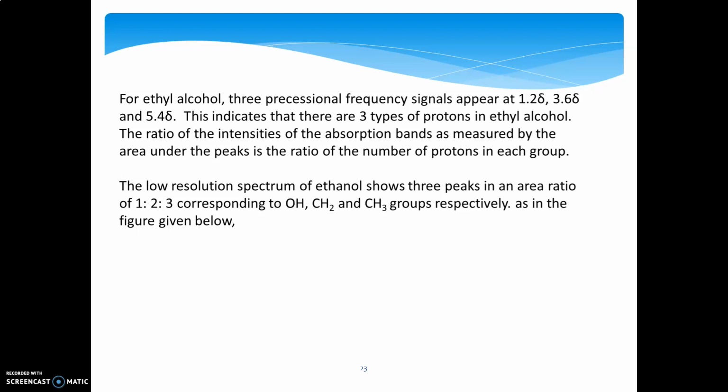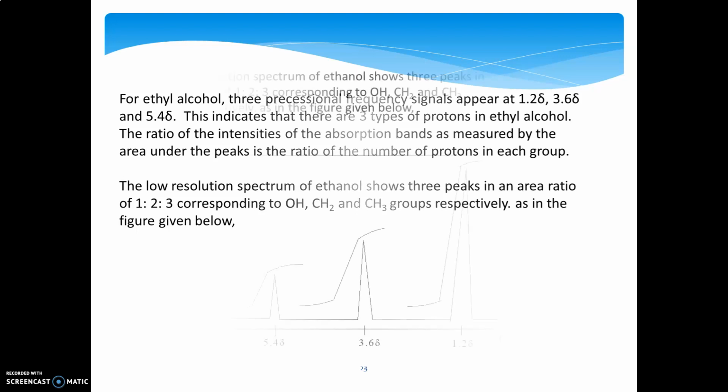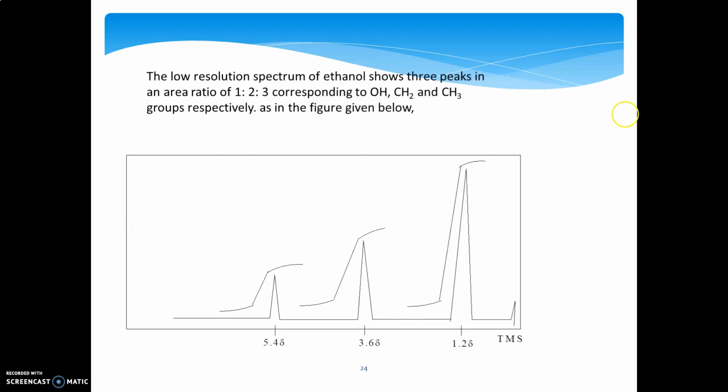The low resolution spectrum of ethanol shows three peaks in an area ratio of 1:2:3 corresponding to OH, CH2, CH3 groups respectively, as in the figure given below. This is for OH, this is for CH2, this is for CH3.